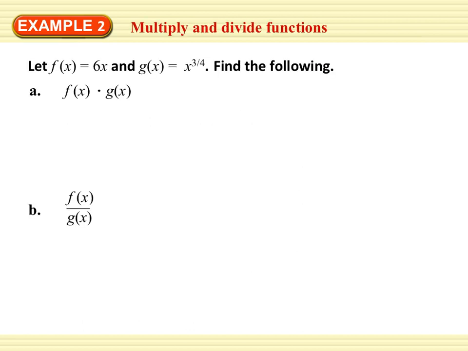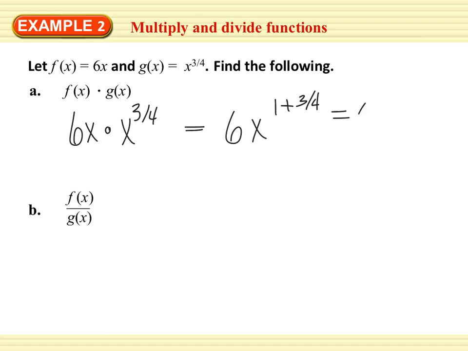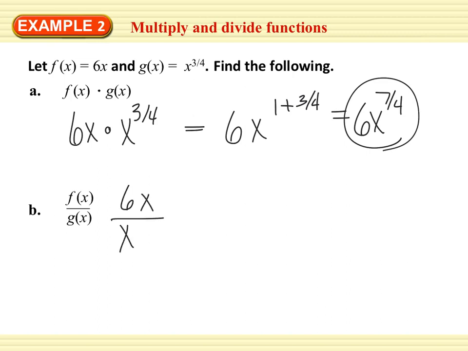All right, multiplying. So I've got two new functions, f of x equals 6x and g of x equals x to the 3/4. First let's multiply. f of x times g of x is 6x times x to the 3/4. We're multiplying, which means I add my exponents. 7/4. Okay, dividing. I'm dividing, that means I subtract my exponents.